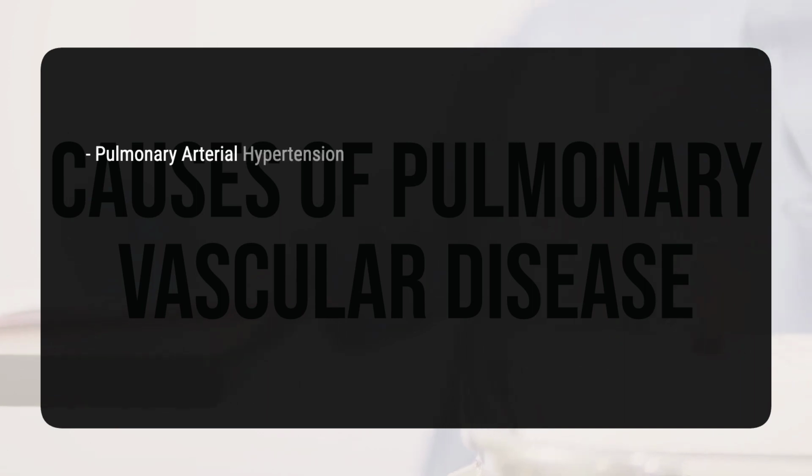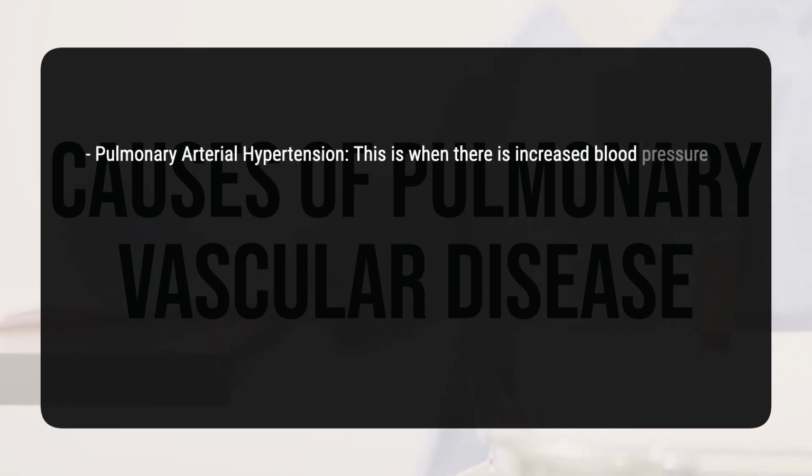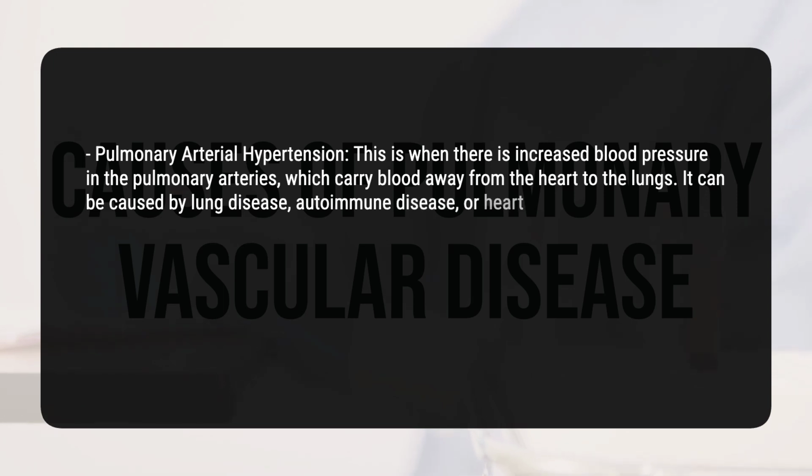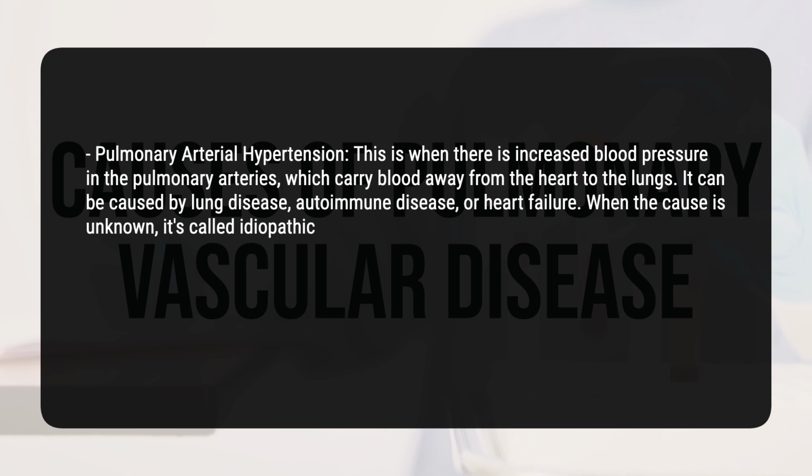Pulmonary arterial hypertension. This is when there is increased blood pressure in the pulmonary arteries, which carry blood away from the heart to the lungs. It can be caused by lung disease, autoimmune disease, or heart failure. When the cause is unknown, it's called idiopathic pulmonary arterial hypertension.